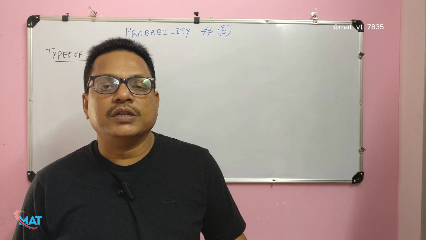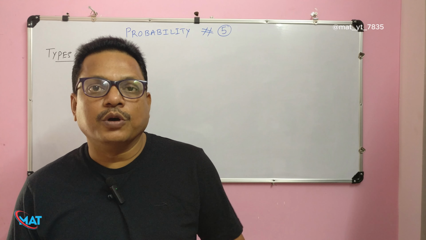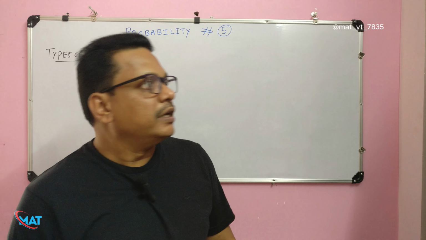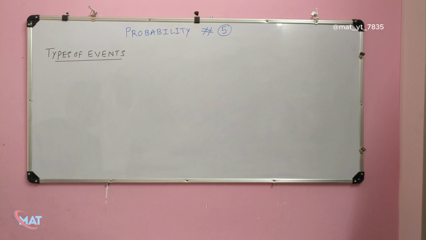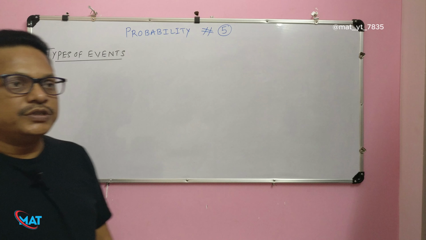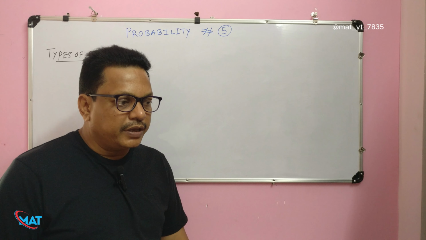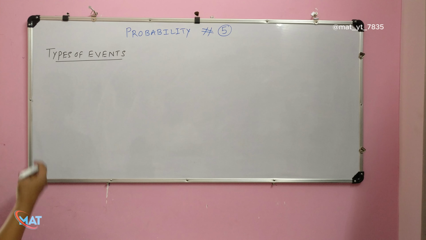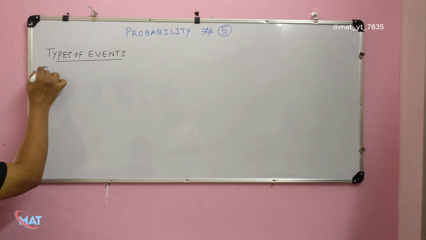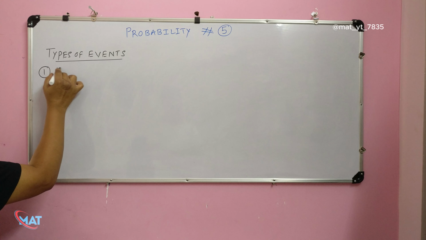We are discussing probability concepts. It is the fifth video under the probability section. Today we are going to discuss types of events which frequently appear in numerical problems. First of all, these events are most important. First one, equally likely.